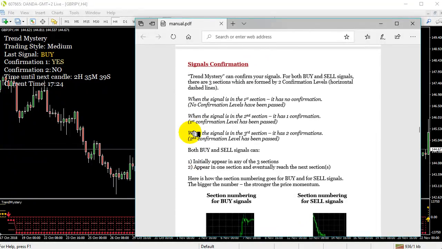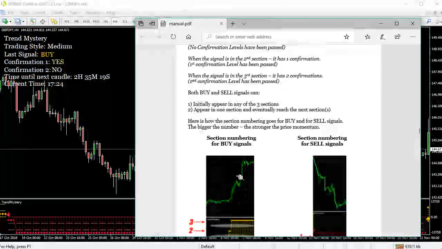There we go. This is probably one of the best parts of this strategy, I think. Our system, whatever you want to call it. The trend mystery can confirm your signals. Awesome. Let's take a look. When the signal is in the first section, it has no confirmation. So no confirmation levels have been passed. All right, let's take a look.